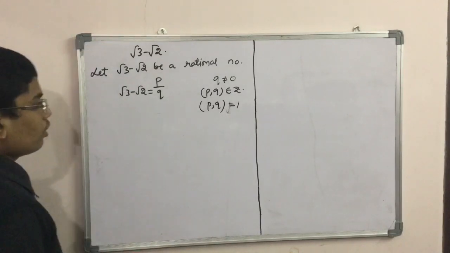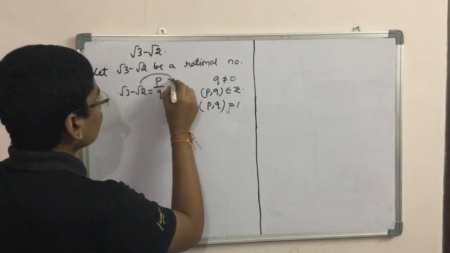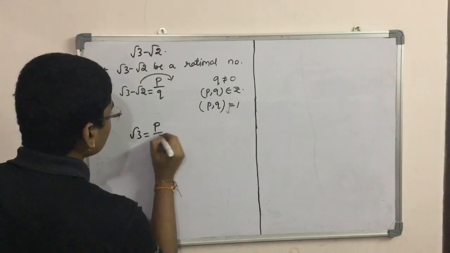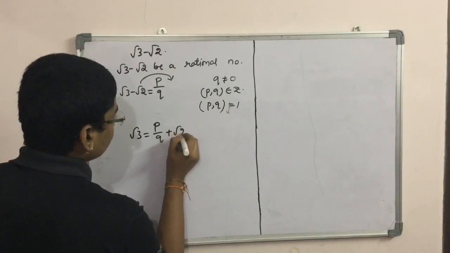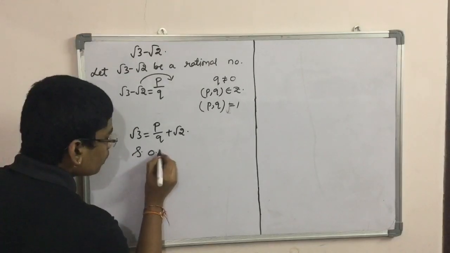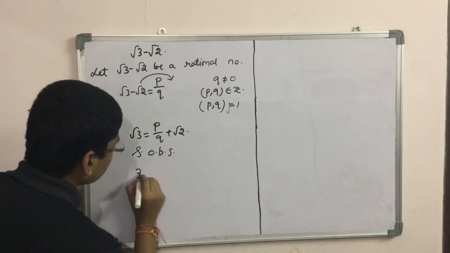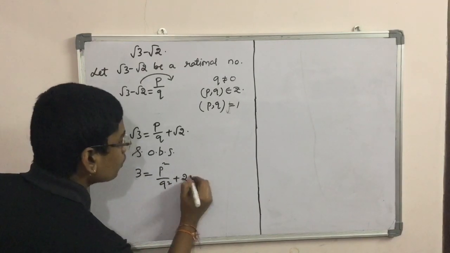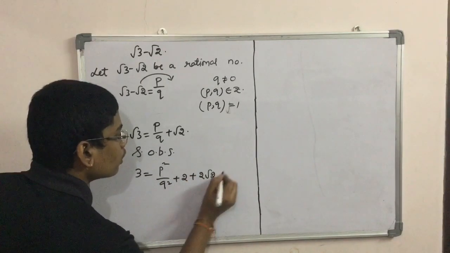right? In this model, we will send the negative term to the other side, then it will become root 3 is equal to p/q + root 2. Now when you square on both sides, it becomes 3 is equal to p²/q² + 2 root 2 p/q.